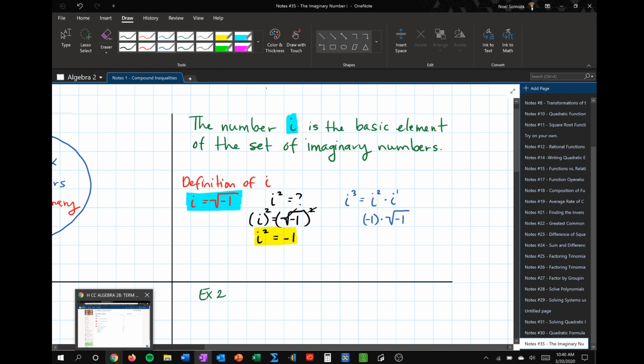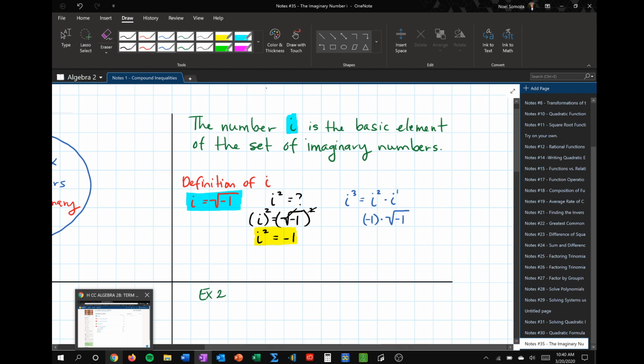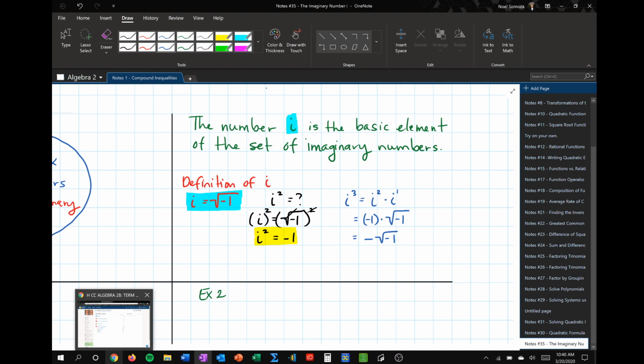Now remember that you cannot multiply outside numbers with numbers that are on the inside of the square root. They have to stay separate. But because you have a negative times the square root of -1, essentially what it becomes is the negative square root of -1. Okay, so that's what we get for i to the third. Now you might say, well, what's the use of knowing what i to the third is? Well, in some cases you would need to be able to evaluate it.